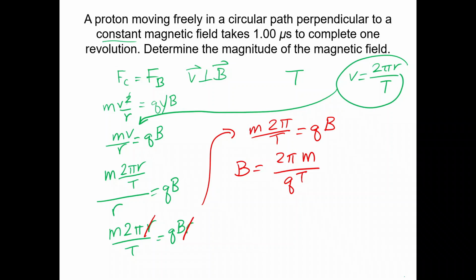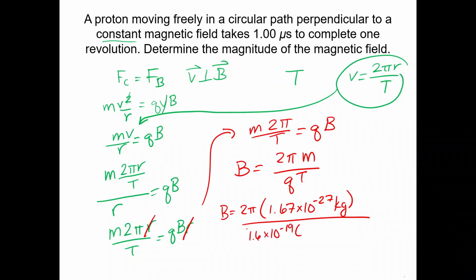And I know that this is a proton. So I get that B is going to be 2 pi times the mass of my proton, which is 1.67 times 10 to the negative 27th kilograms, divided by charge, which is 1.6 times 10 to the negative 19th coulombs, times my period, which is going to be 1.00 times 10 to the negative 6th seconds, converting to SI units.